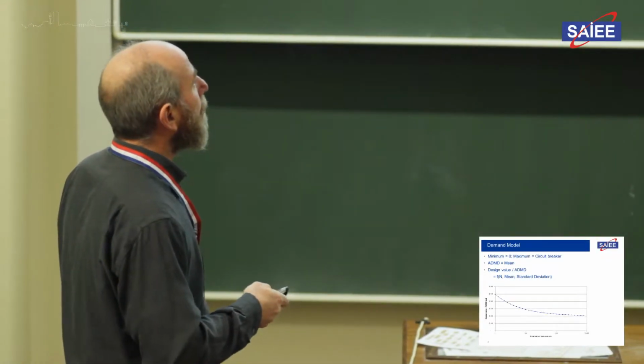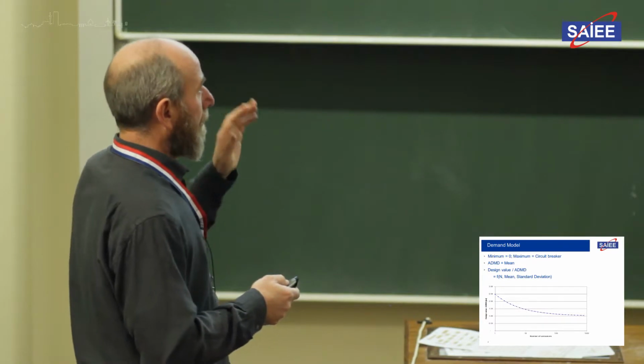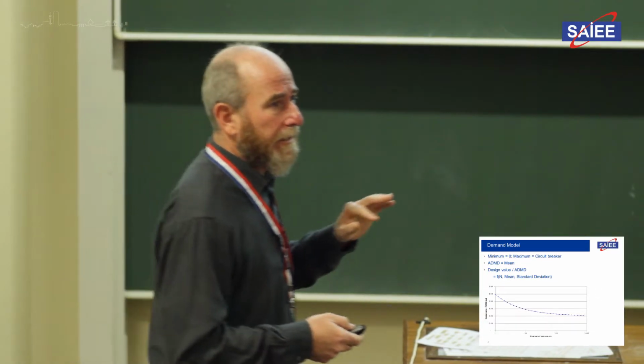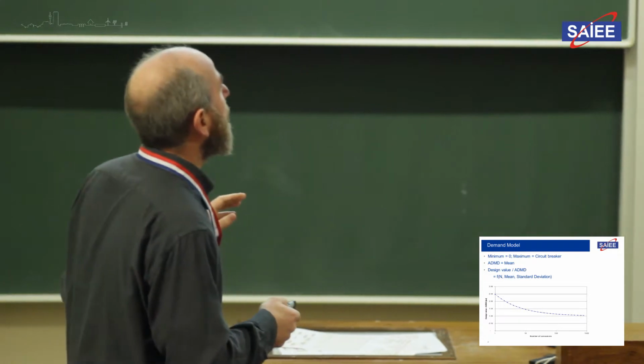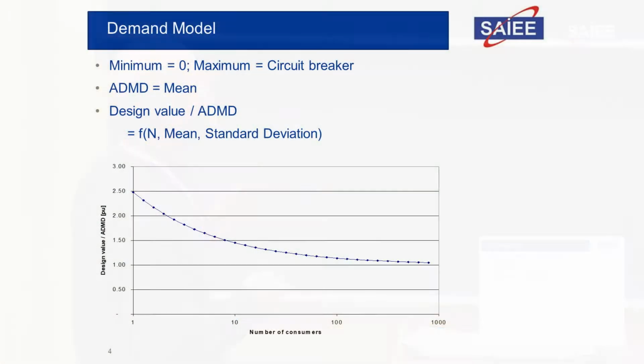Okay. Cool. So now we want to get alphas and betas. We want to design networks, right? So what do we need? We need the ADMD, right? Cool. We need the circuit breaker. We kind of decide that actually, maybe. And we need to know something about the standard deviation. So those are the three parameters we need to know, right?